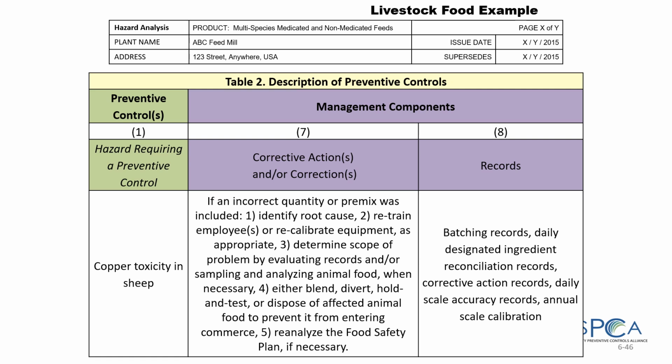Okay? Some of the records that are going to be created, as I've said before, this is a records generating process. So we saw some batching records. We saw daily designated ingredient reconciliation records. Of course, there's going to be some corrective action records produced if we have to do a corrective action. Daily scale accuracy records, that kind of plays into our verification, what kind of records are produced through verification, and annual scale calibration as well as a verification.